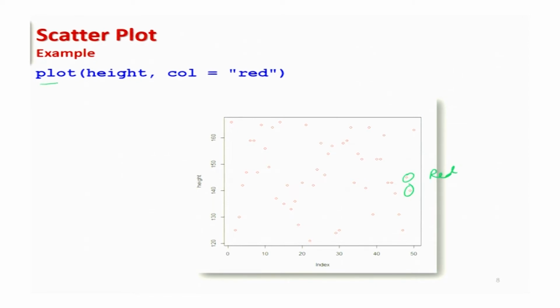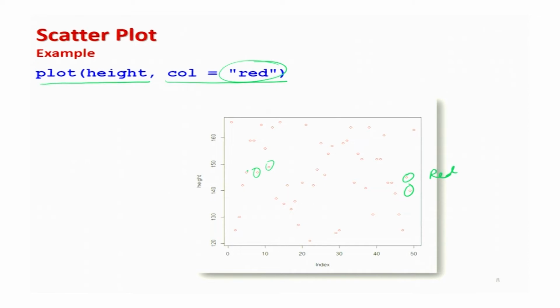So how to get it done? Simply use the plot command with height, and now you have to give an option COL, and then write red within double quotes. There is a way in which you can specify these colors in the R software, right? So for example, red means red, and it is going to change all the dots into red color. So the graph is the same, but the color is changed.